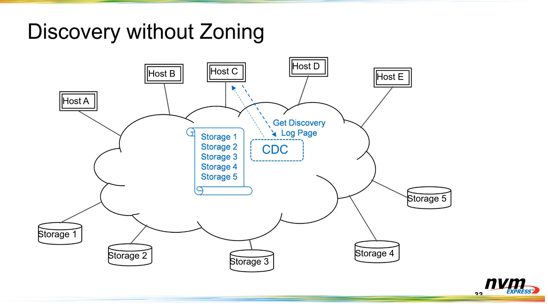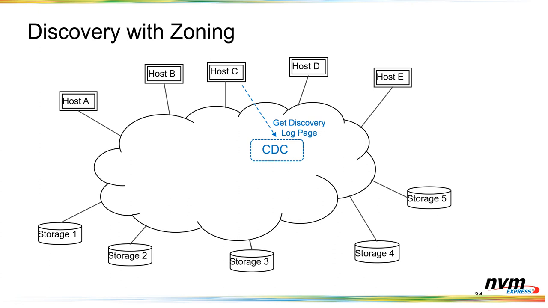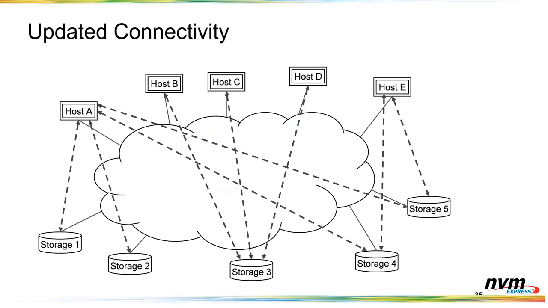Once zoning is enforced by the CDC, when the host C sends the same get discovery log page command to the CDC, the CDC will return to the host C only storage three, which is what in the connectivity constraint configuration we are trying to implement, we want host C to be able to see. So, let's imagine now that we want to update the connectivity. Let's consider exactly the example we said. We want to remove a connectivity from host A to storage 5. We want to remove that line, that connectivity.